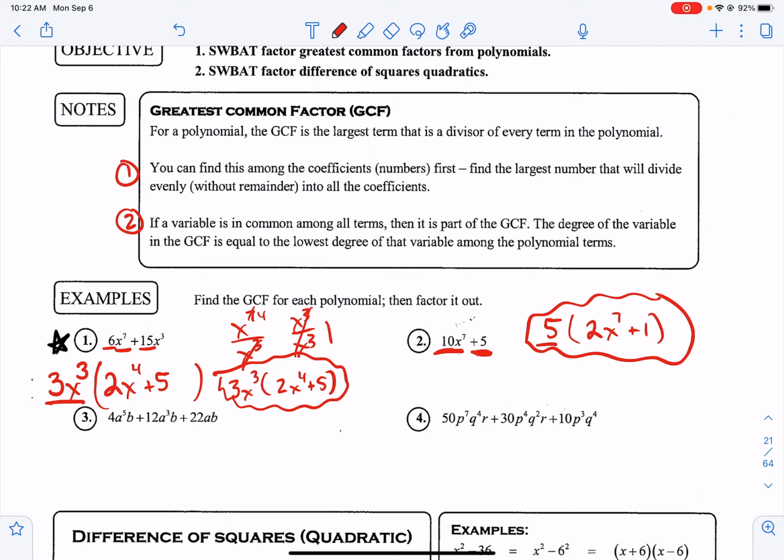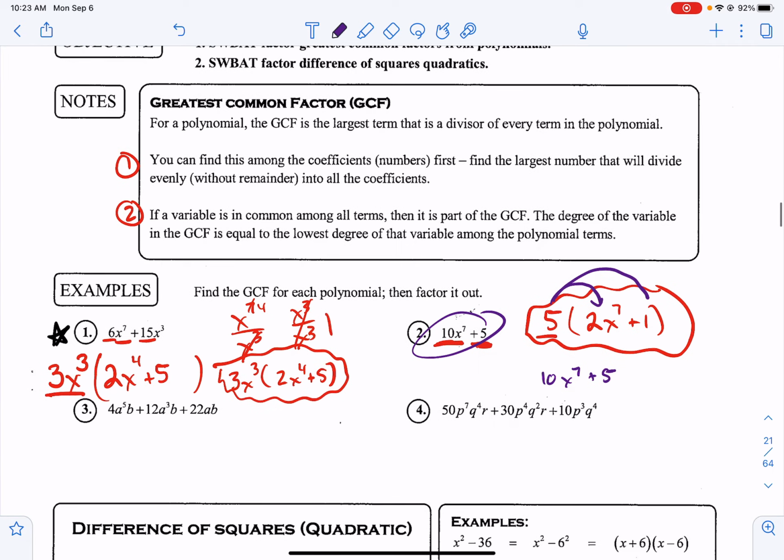And if you ever aren't sure, all you have to do is redistribute and see if you did it right. Because if I take this 5 and times it in, I get 10x to the 7th. And if I times it by the 1, I get plus 5, which is where I started. So that's how I know I did it right. If I can distribute and get back to the start, then I did my problem correctly, okay?